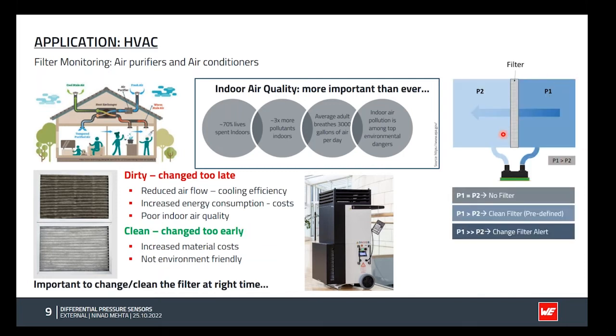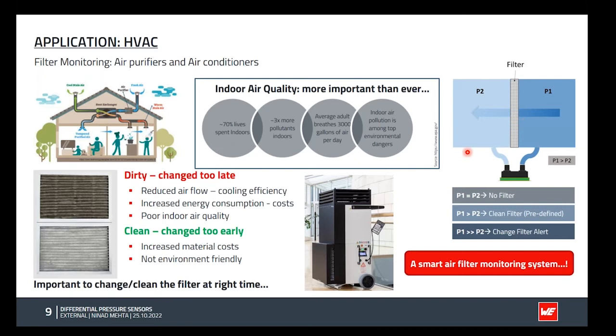A solution would be to use a smart filter monitoring system where you have a differential pressure sensor connected with both ports on either side of the filter. Whenever the filter is clogged, there is a very high pressure difference between the high pressure side and the low pressure side. So here at P1 the pressure starts to build up, and after a certain threshold the sensor will alert the microcontroller or the system that it's time to change the filter.